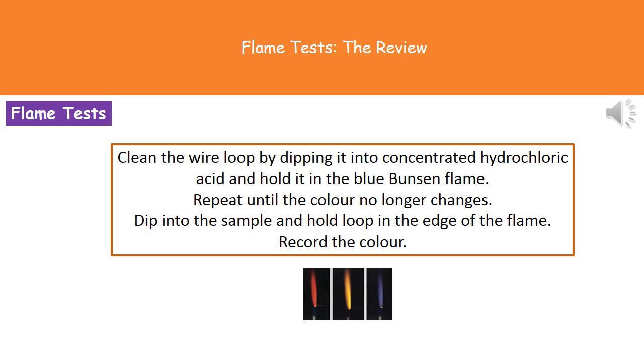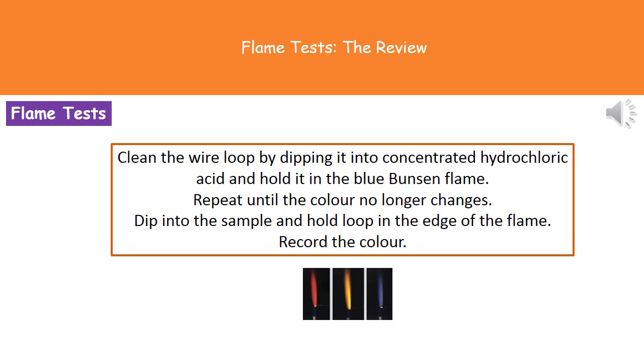The other question they're likely to ask you about this is how to carry out this flame test safely. In terms of the method behind it, the first thing you do is take your wire loop and clean it by dipping it into the concentrated hydrochloric acid and then holding it in the blue Bunsen flame. Now you might have to repeat that several times until the colour no longer changes. That tells us it's then nice and clean.